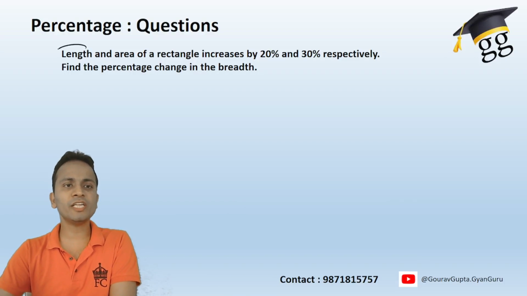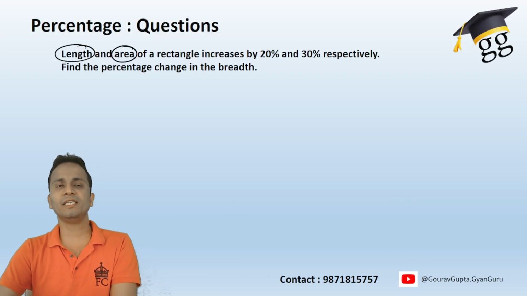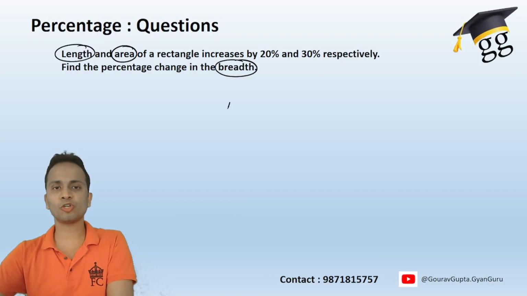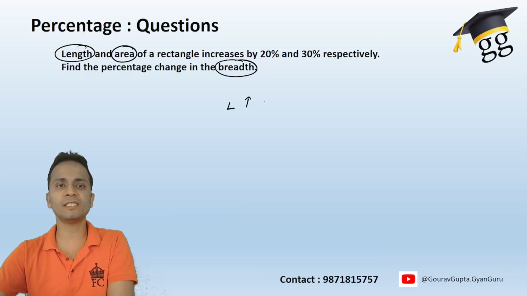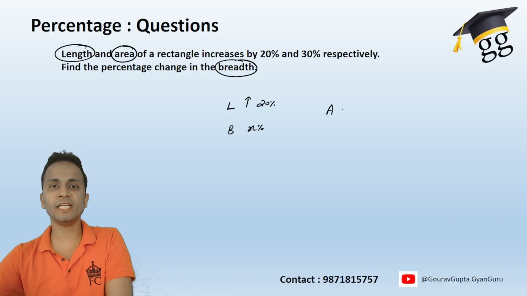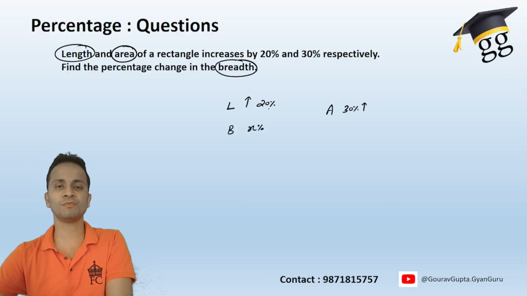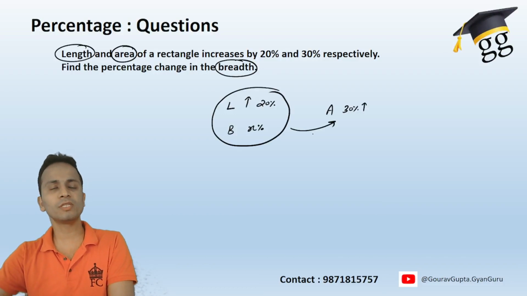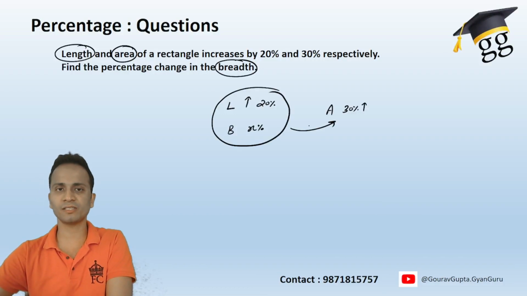Now here the change in length and area is given and you will have to find out the change in breadth. So question says that length increases by 20%. Assume that the change in breadth is X percentage, okay, and net change in area is given as an increase of 30%. So I can say that resultant of these two should be equal to 30% increase, okay.